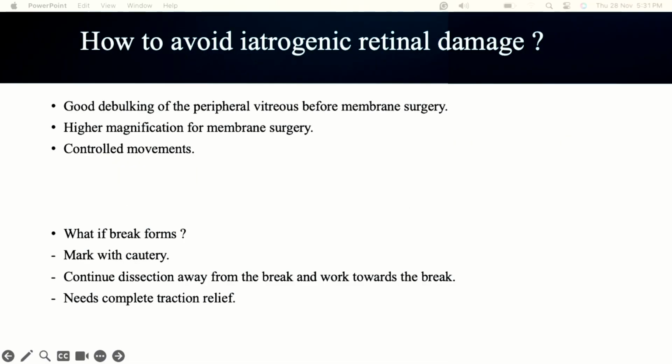So how to avoid iatrogenic retinal damage? A good debulking of the peripheral vitreous is important before proceeding to the membrane surgery. We should use a higher magnification for membrane surgery so that we know which tissue we are cutting, and also controlled movement should be done.